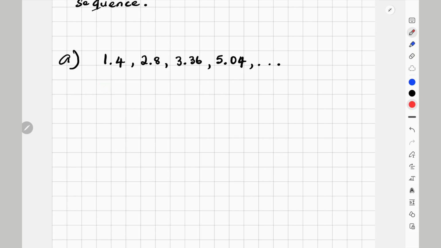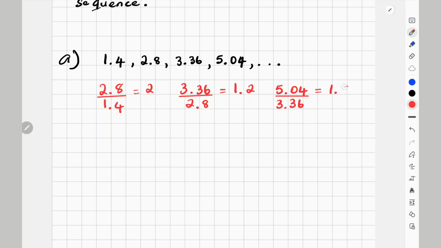So dividing 2.8 by 1.4, we get 2. Next, dividing 3.36 by 2.8, we get 1.2. Lastly, we are dividing 5.04 by 3.36. And for that, we're getting 1.5.